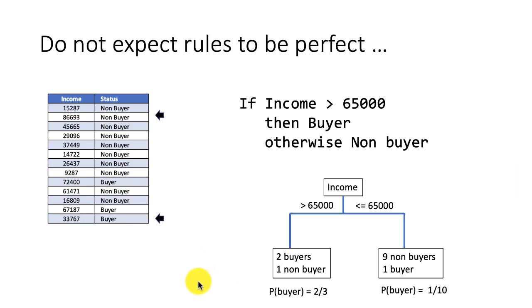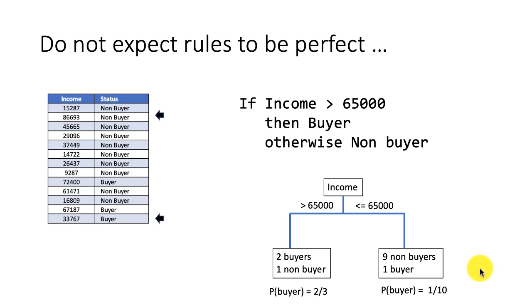So what we will do later on as we go forward is to say, if the income is greater than 65,000, instead of saying the person is going to be a buyer, we'll say the probability that the person is a buyer is 2/3. That's because there are 3 cases that satisfy this condition, and 2 of them are buyers, 1 is a non-buyer. So the probability of a person being a non-buyer is 1/3.